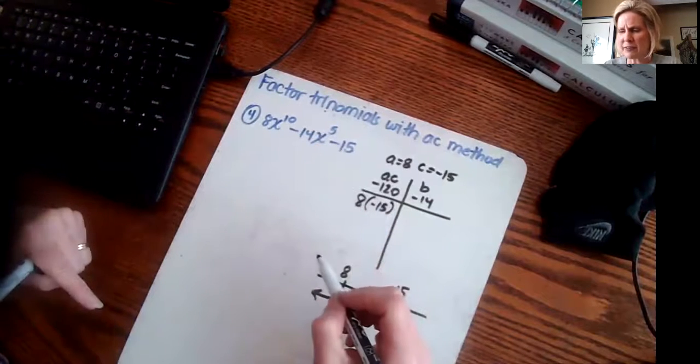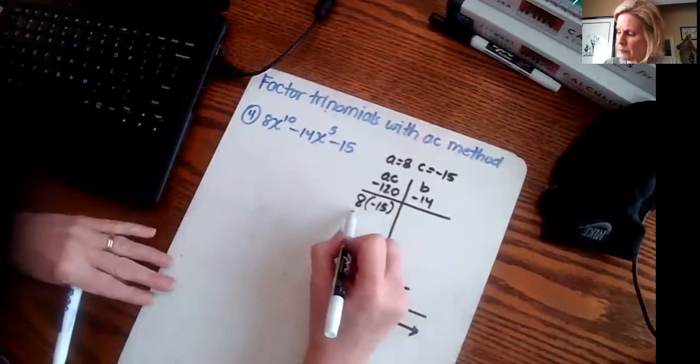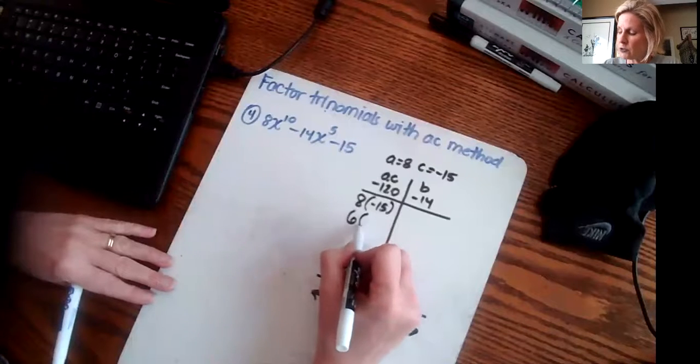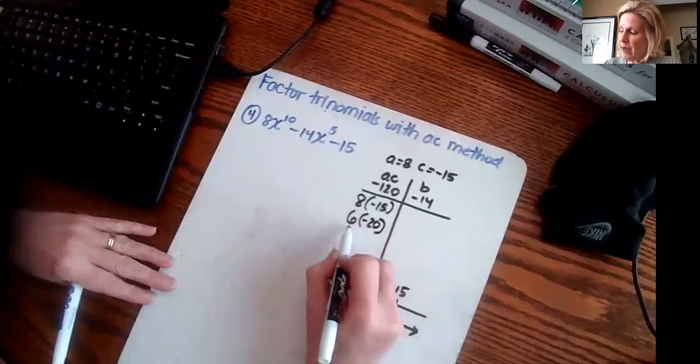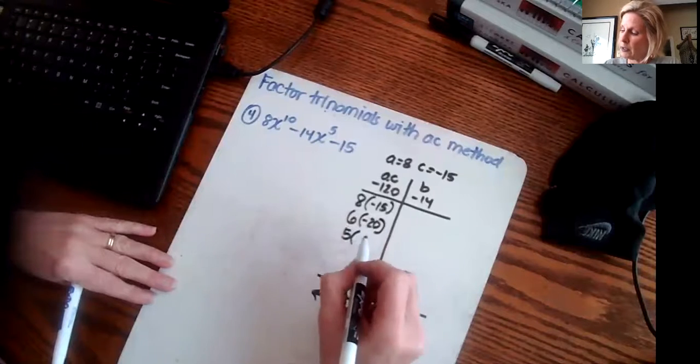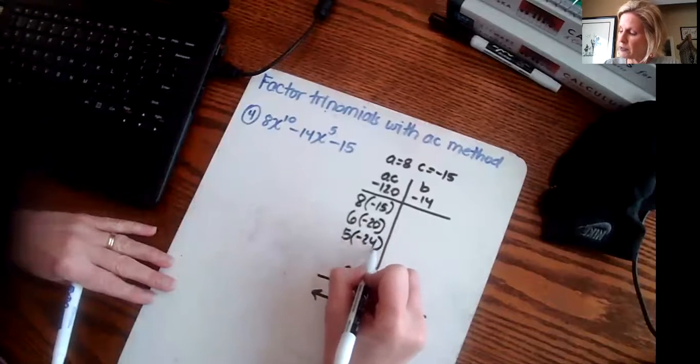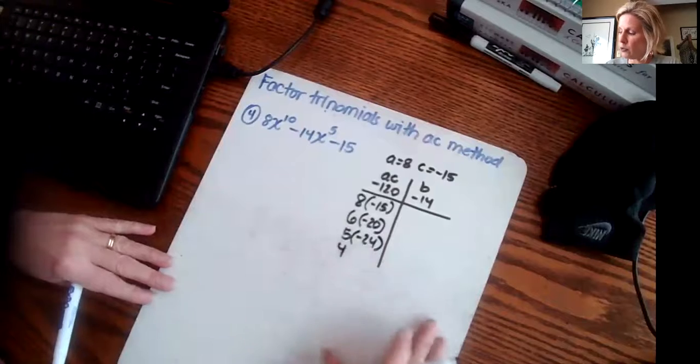If I go down to 7, I don't think 7 goes into 120. 6 goes into 120, and that would be what, 20 times? 5 goes into 120, I believe 24 times. 4 goes into 120.